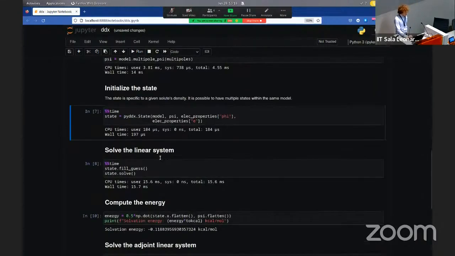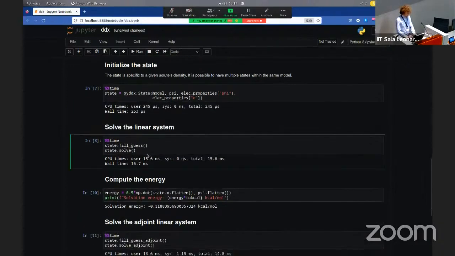And then we go on and we have another main object, which we call state. A state is something related to a specific right-hand side, because for instance, in quantum chemistry calculations, sometimes we have the same geometry, but multiple densities. So we wanted the flexibility to keep everything that's geometry related the same and then change just the right-hand side. So I initialize the state by plugging in the model and the right-hand side.